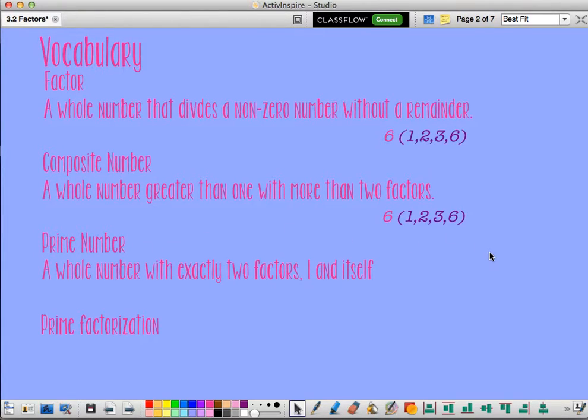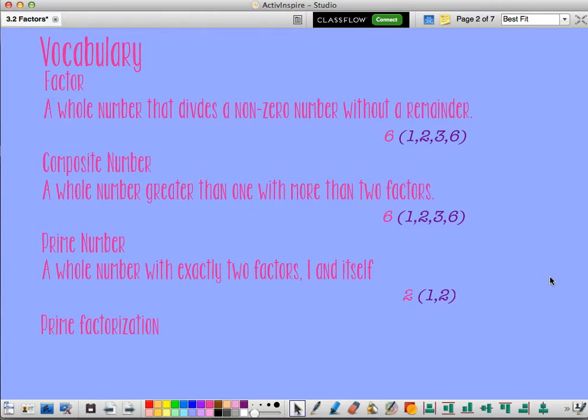A prime number is a whole number with exactly 2 factors, 1 and itself. So 6 would not be a prime number because it has other factors besides 1 and 6. But for example, 2. 2 can only be divided by 1 and itself, so it is a prime number.